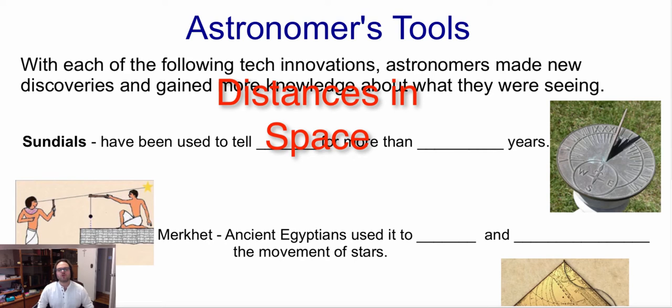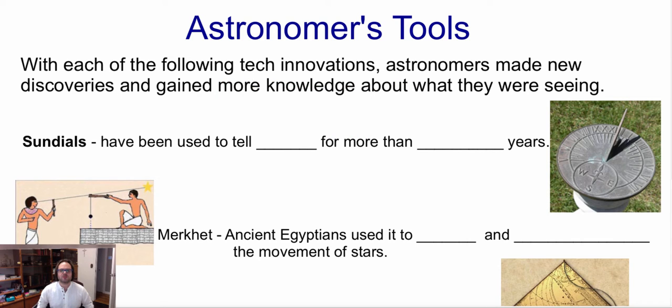In this lesson, we're going to be focusing on distances in space. Now you may be asking, why are we talking about astronomers' tools when we're talking about distances in space? Well, the distances between stars in space and us and the sun and stars have been very crucial for technology innovations that helped us understand the world around us as we know it, especially historically.